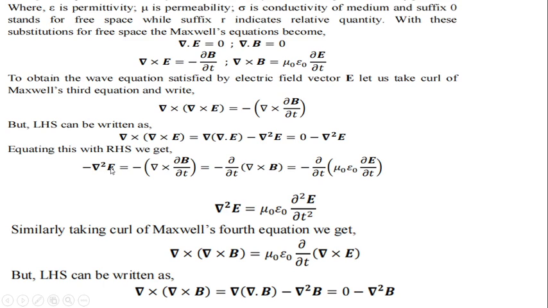minus del square E equal to minus delta by delta t of del cross B, equal to minus delta by delta t of mu 0 epsilon 0 delta E upon delta t, that is the value of del cross B. So del square E equal to mu 0 epsilon 0 delta square E by delta t square.